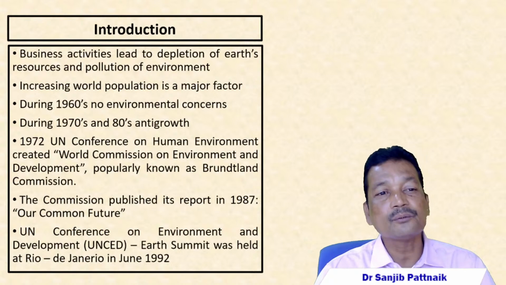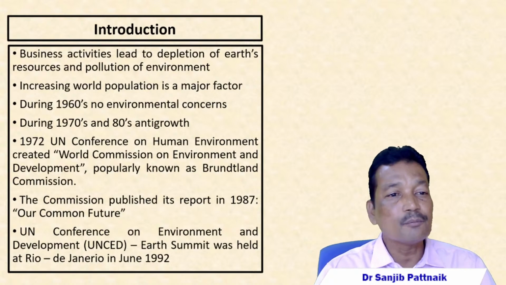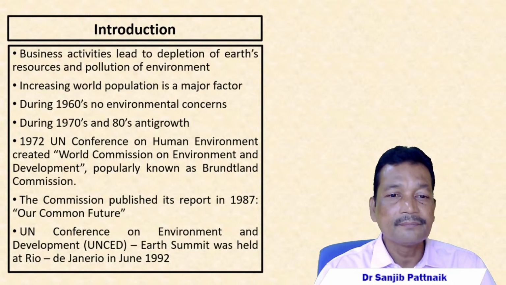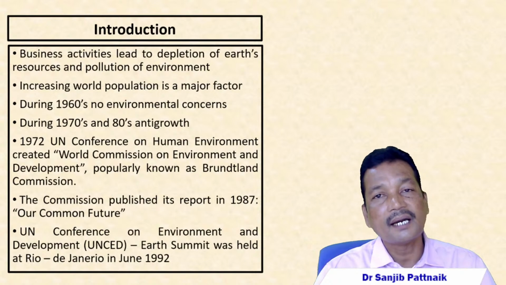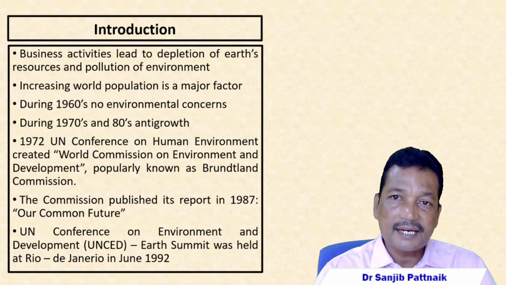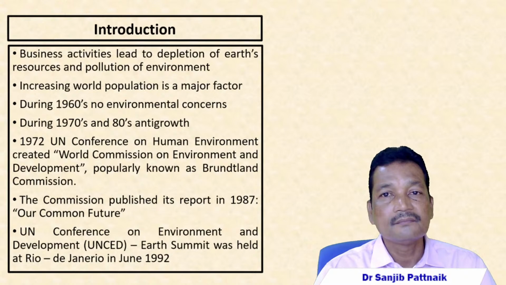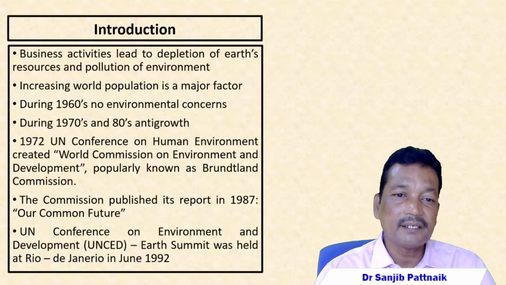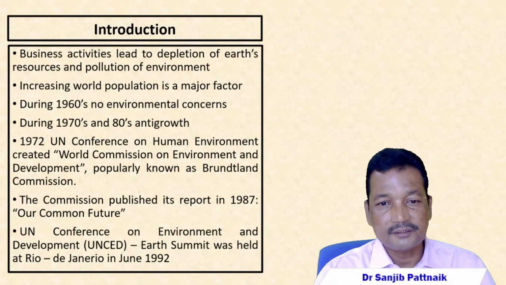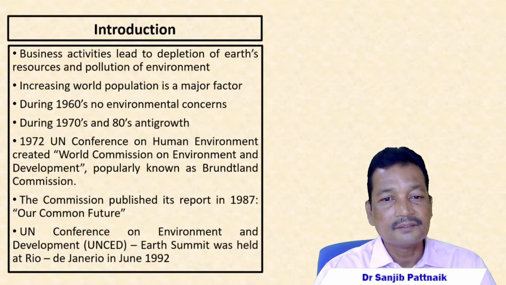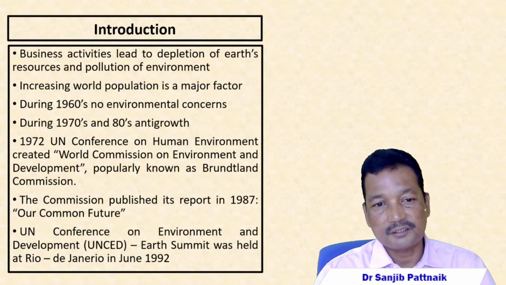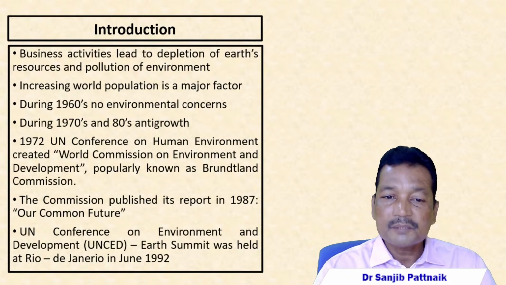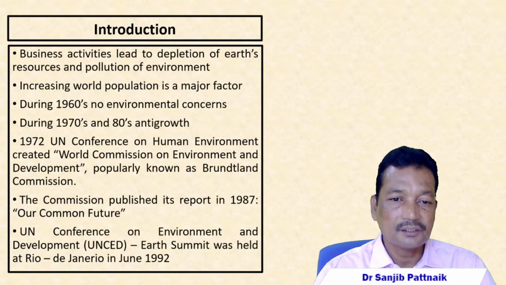However, in 1972 the United Nations Conference on Human Environment created the World Commission on Environment and Development. So the United Nations tried to adopt the protection of environment through the World Commission, which popularly is called the Brundtland Commission. The commission published its first report in 1987 as Our Common Future.